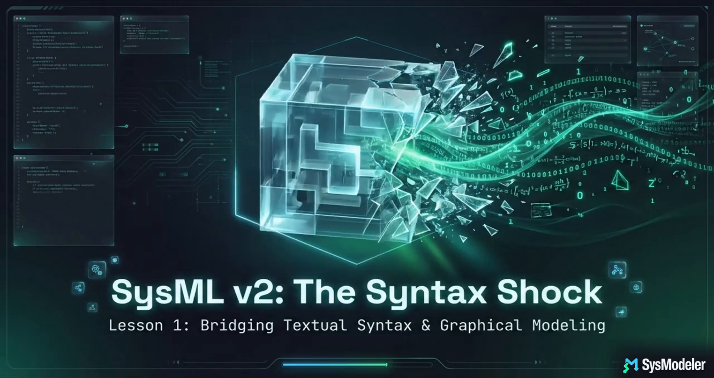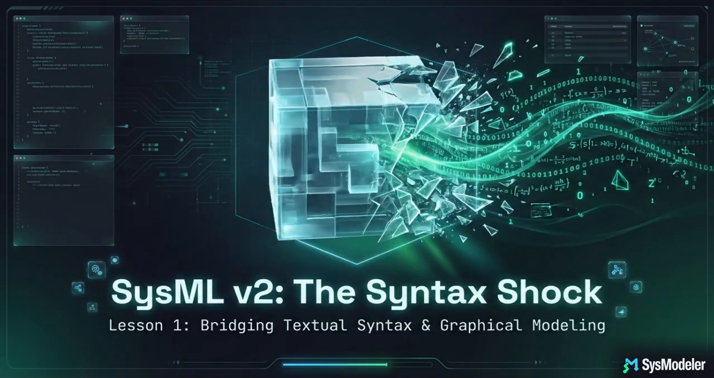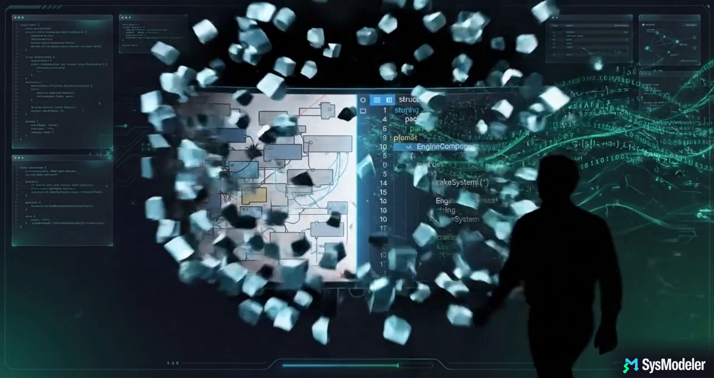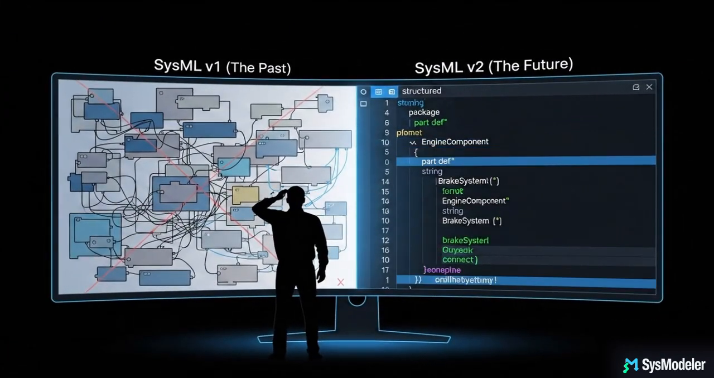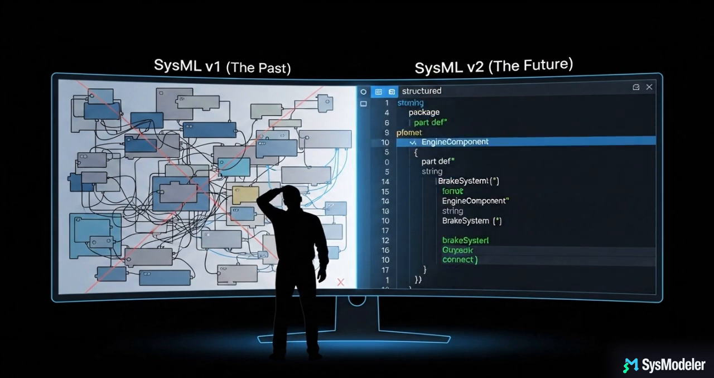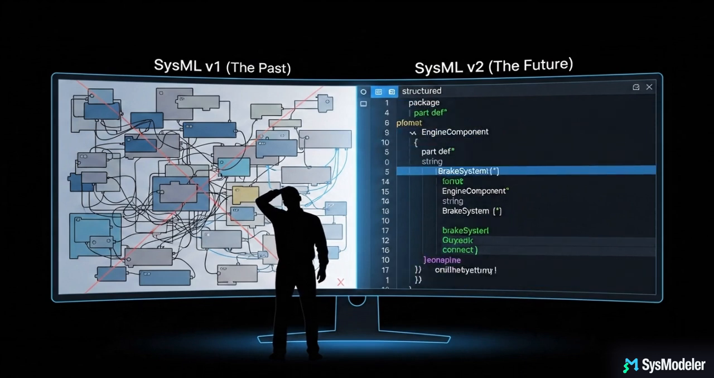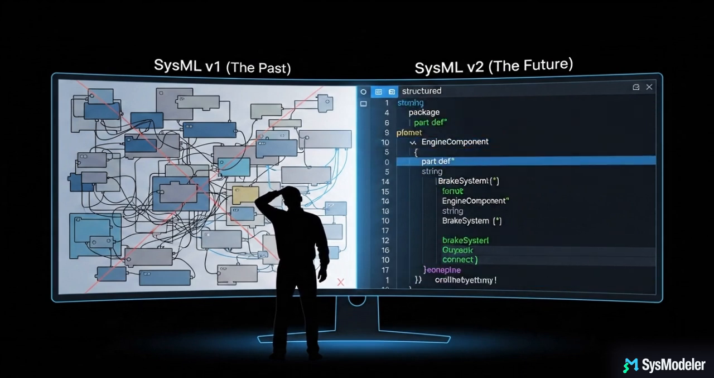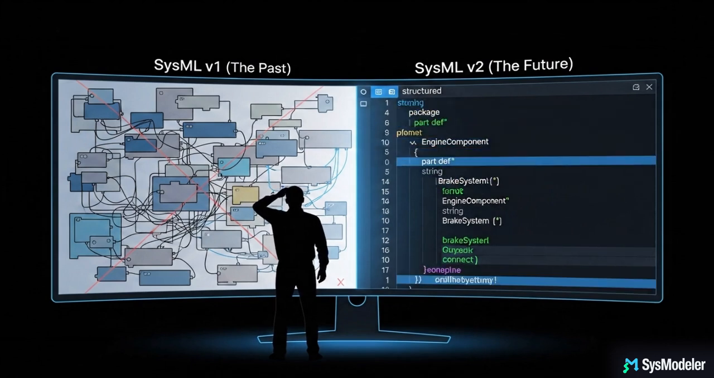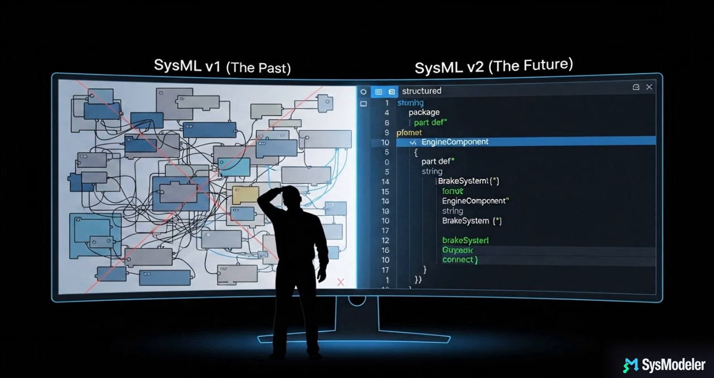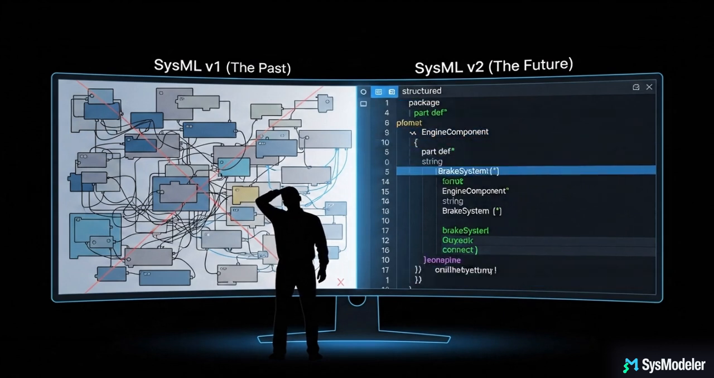SysML v2. Lesson 1. The Syntax Shock. If you are coming from SysML v1, opening a SysML v2 file for the first time feels like walking into the wrong room. Where are the boxes? Where are the lines? Why am I looking at code? Welcome to the textual notation. Before you panic, let's look at why this is a massive leap forward for engineering precision and why it does not mean the death of diagrams.